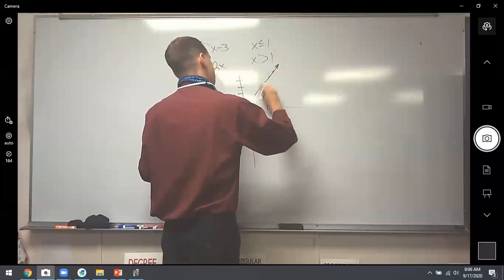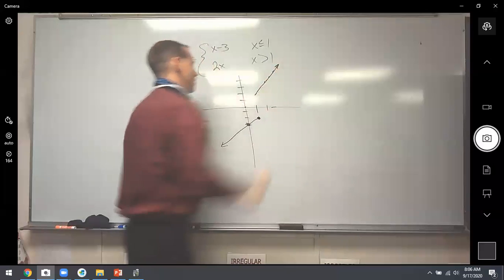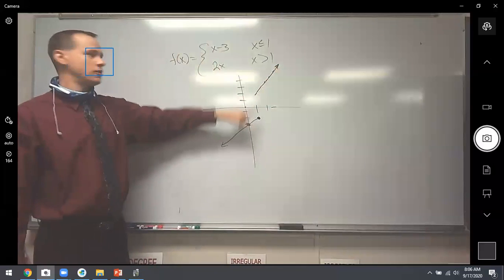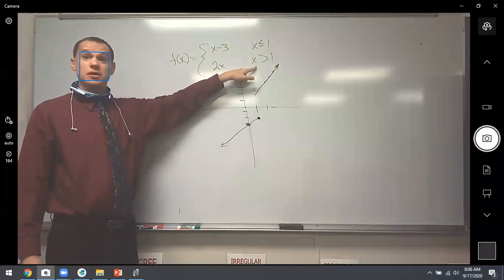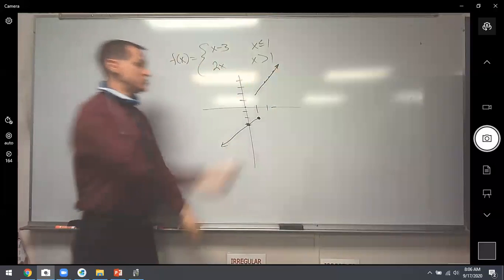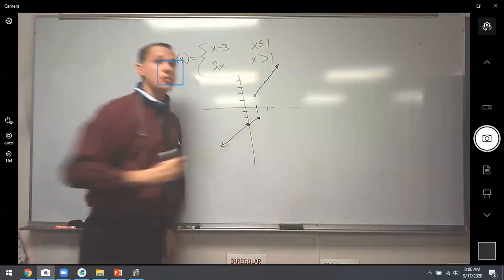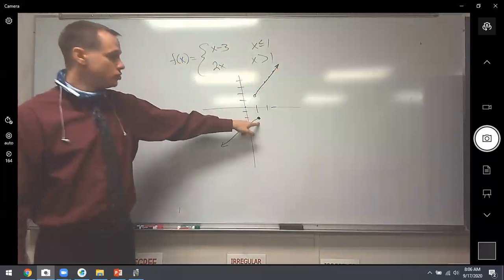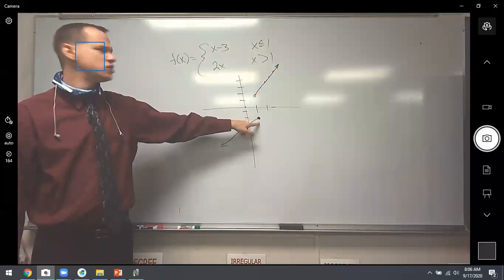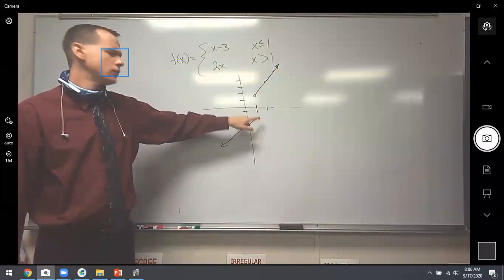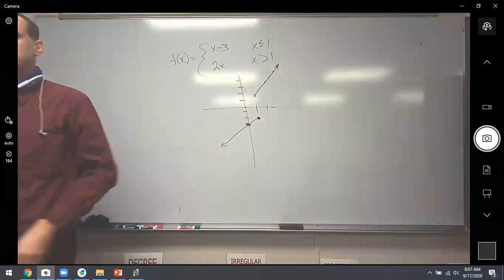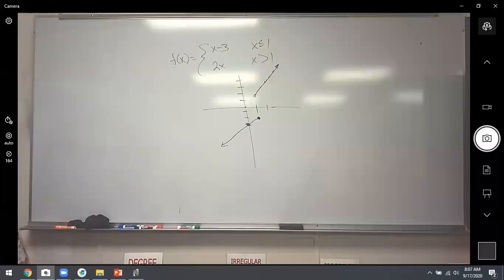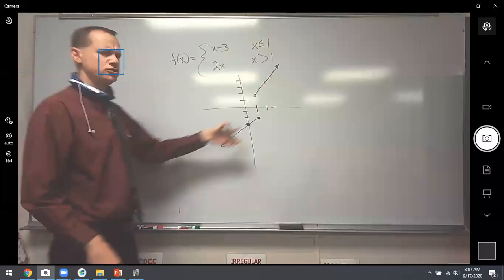Now this piece, you always want to worry about the ends. Do I need an open dot or a closed dot? On this piece, can x actually equal 1? No, it cannot. So in this piece, you draw an open circle. The bottom one included 1, so I drew a circle in. This piece here did not include 1. Are we okay with the circles?